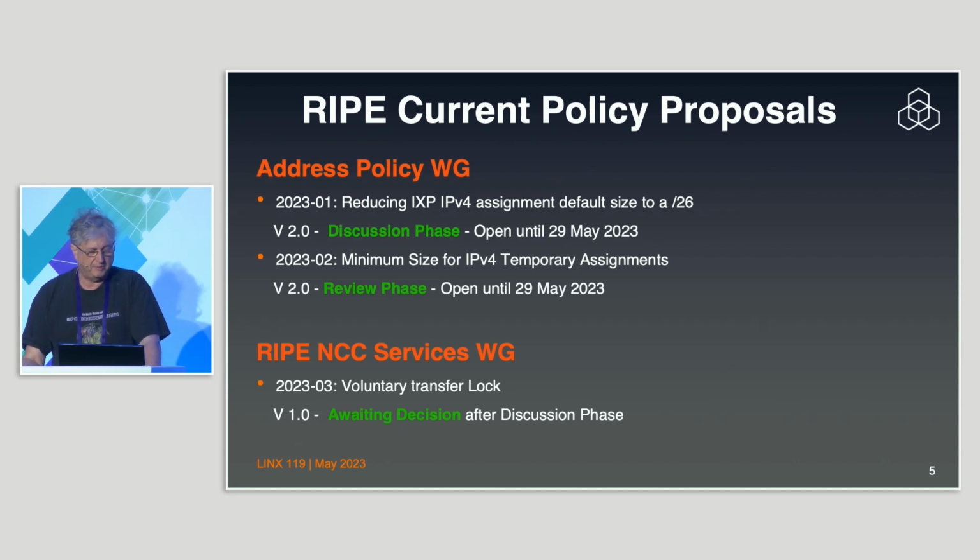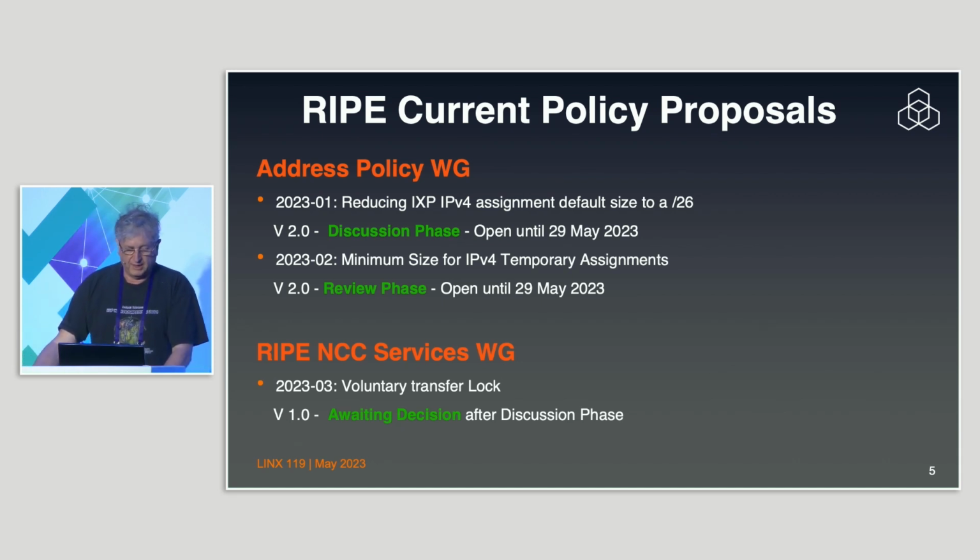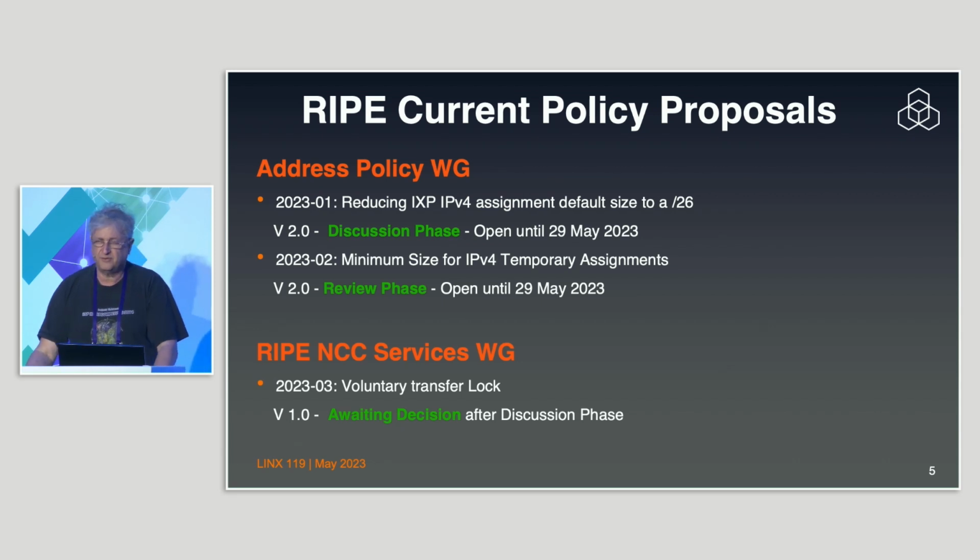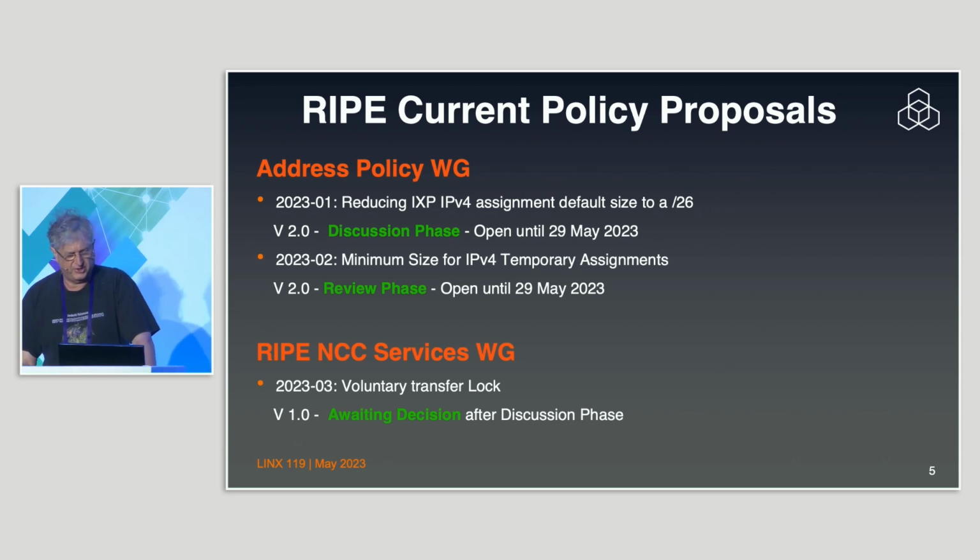And then we have an absolutely brand new one, from the RIPE NCC Services Working Group. And this is called the Voluntary Transfer Lock, which is an interesting name. But basically what it allows you to do is, if you have an assigned resource, you can tell the RIPE NCC that for 6 months, 12 months, or 24 months, you do not want it transferred. So it basically locks it down and prevents somebody coming along and claiming to be you and transferring it.